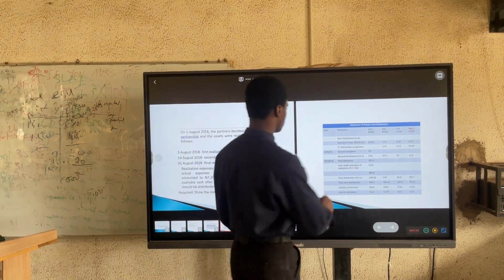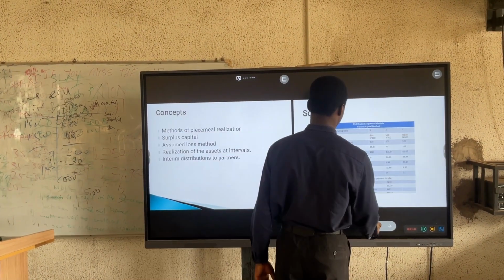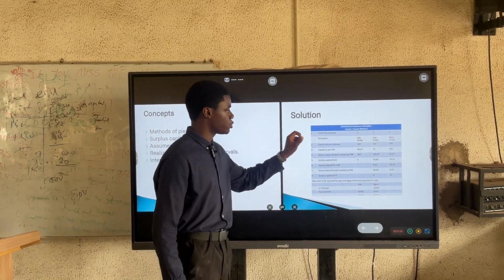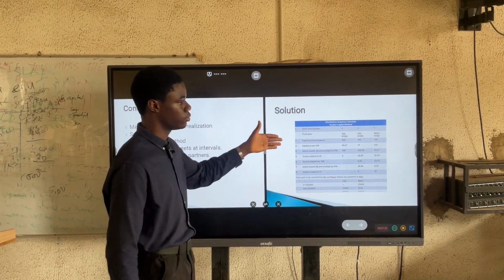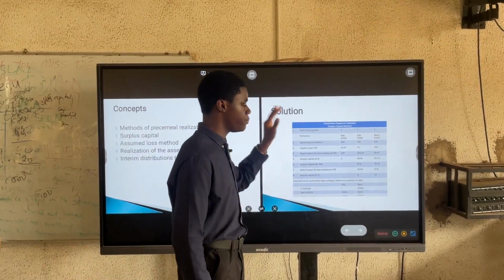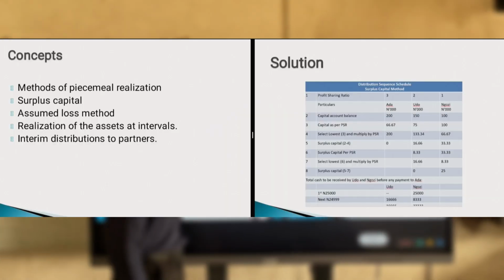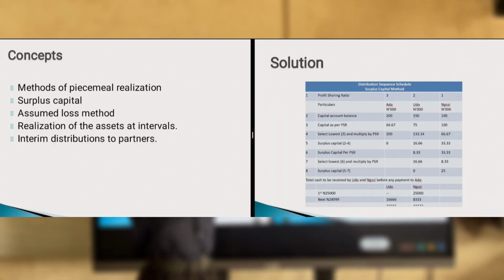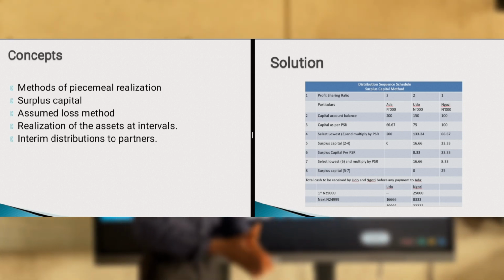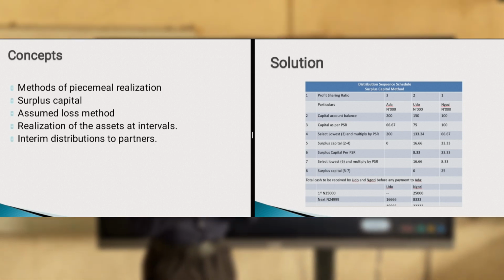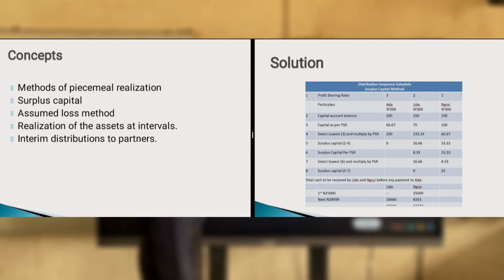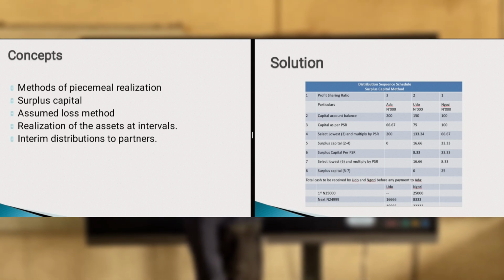Now, to start with, before we do anything, we have to first compute our distribution sequence schedule. We're doing this based on the surplus capital method. And the whole purpose of this, like I've been emphasizing, the main goal is to prepare a statement of actual distribution to distribute the money realized, right? So we have the profit sharing ratio, which is 3, 2, and 1.